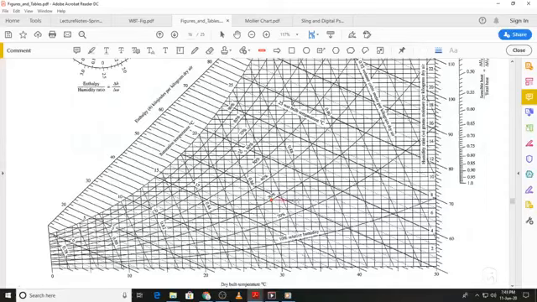From this state point, and then read the value. If you look at the values for the humidity ratio, these are given in increments of 0.5 grams per kilogram dry air. So if this is 6, this is 6.5, then this is 7. So this value is 7.5. That means corresponding to this state, the humidity ratio is 7.5 grams per kilogram dry air, which becomes 0.0075 kilogram per kilogram dry air.